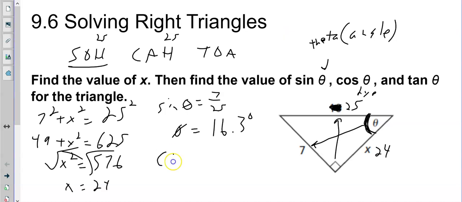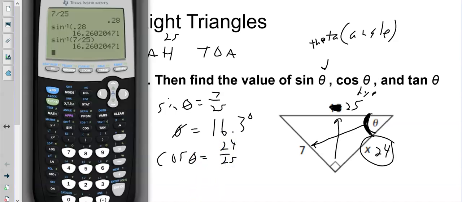So remember, cosine of the angle is the adjacent over the hypotenuse. So what is adjacent to here? 24. So 24, and again, 25 does not change. So we're going to go back to our calculator. Now this time we're going to do second cosine. We always do the second button when we're trying to find the angle. Okay, so cosine, and we just type in 24 divided by 25, close the parentheses.